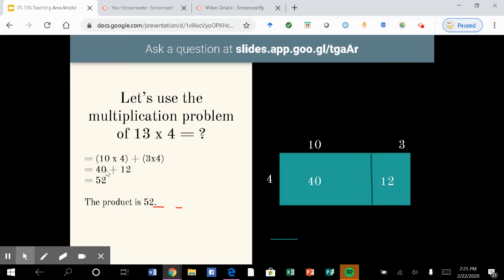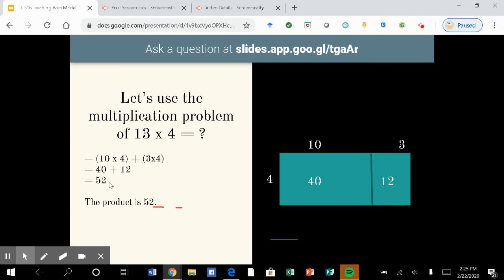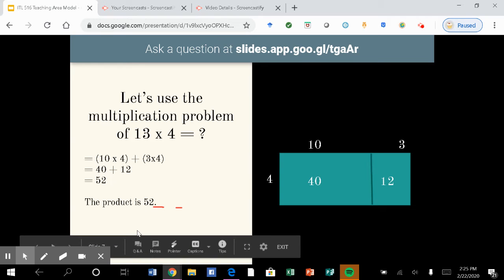So since we know that 10 times 4 is 40 and 3 times 4 is 12, we know that 40 plus 12 using the standard algorithm of addition is 52. Therefore, the product is 52.